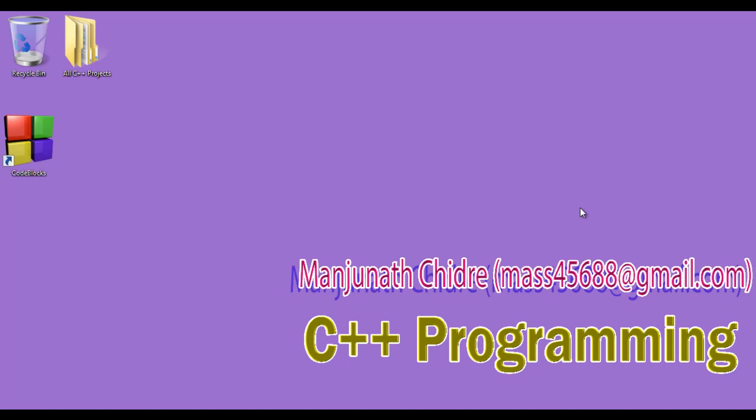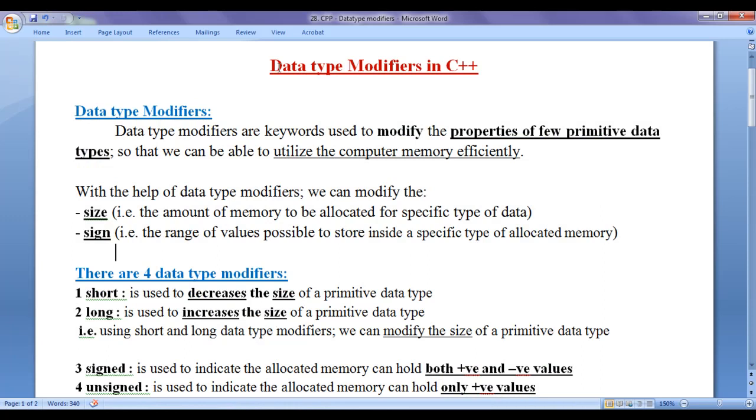From the past few video tutorials, we are trying to understand data types in C++. We understood that data type indicates type of data. Data type indicates the amount of memory to be allocated for specific type of data. Data type also indicates the range of values possible to store inside a specific type of allocated memory. In this video tutorial, I would like to discuss data type modifiers in C++.